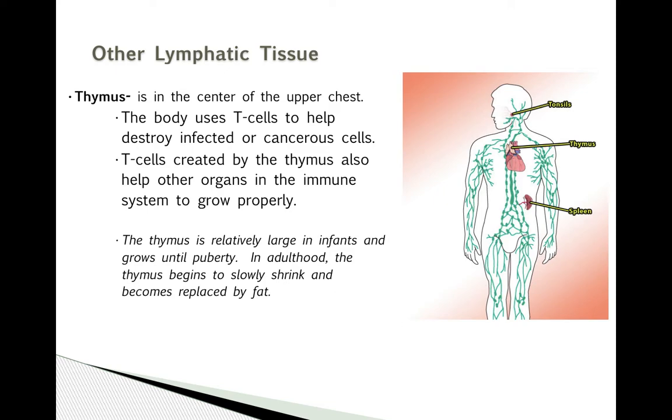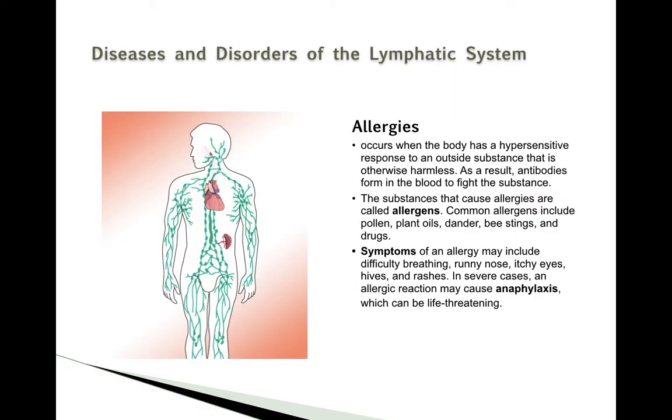So T cells are going around and they're trying to destroy all of the cells that may be detrimental to your body. T cells created by the thymus also help other organs in the immune system to grow properly. So it's making sure that everything is working how it should so that you can be a healthy individual. The thymus is pretty large in infants and grows until puberty. In adulthood, it begins to slowly shrink and becomes replaced by fat because by that point, most of your T cells have been created. They've been destroying these infected and cancerous cells.